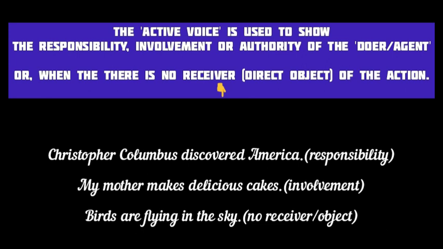In the next example, my mother is the subject of the sentence. The subject is the maker of delicious cakes. It shows her involvement, so the sentence has an active construction. In the last example, birds are flying in the sky. There is no receiver of the action flying. There is no direct object of the verb flying. The subject birds is the doer of the act of flying. Hence, this sentence cannot have a passive construction.